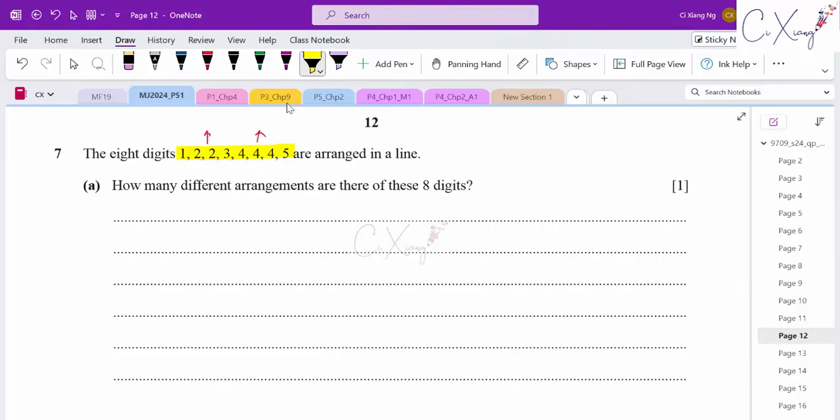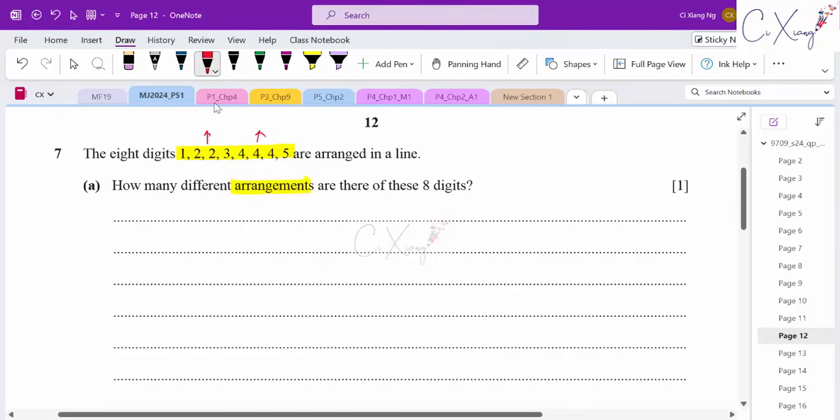Please highlight the keyword arrangement. Basically they are talking about permutation with the keyword arrangement. In your steps, usually you can see something like factorial or maybe nPr. So to arrange the 8 digits here, I will have 8 factorial.